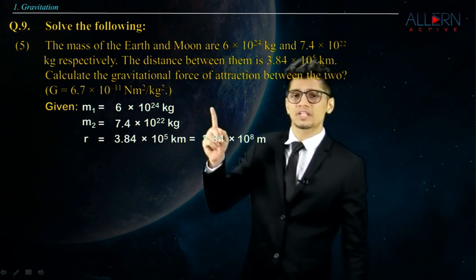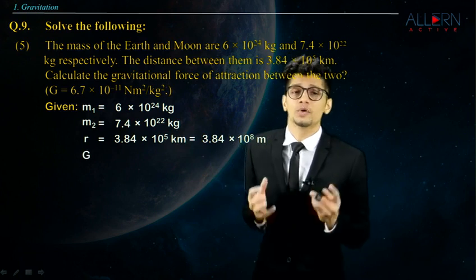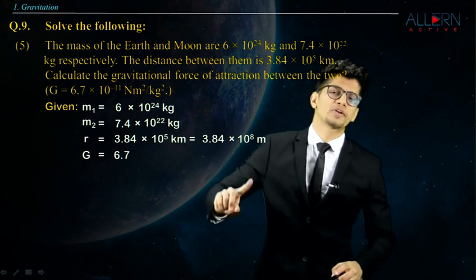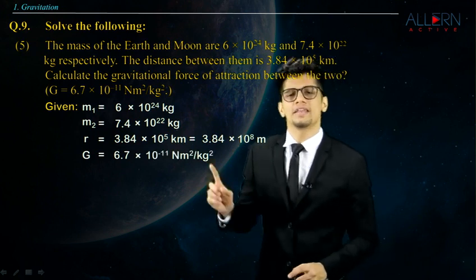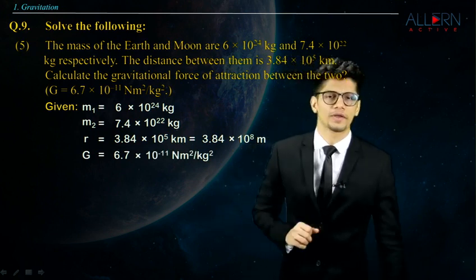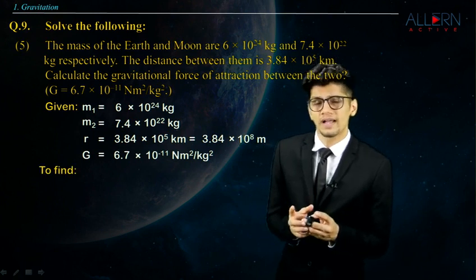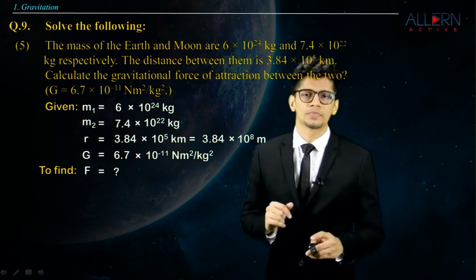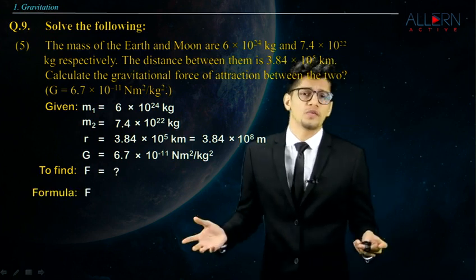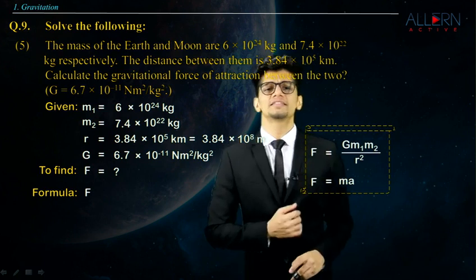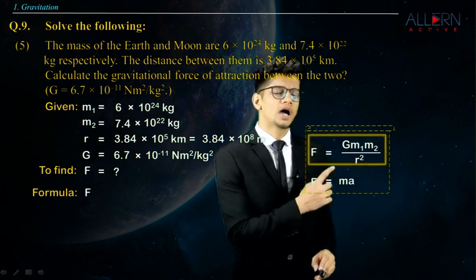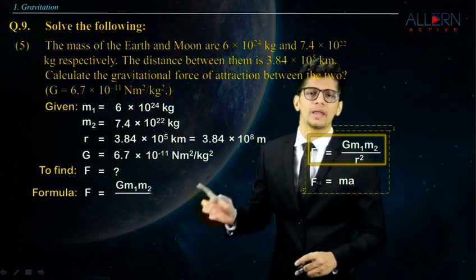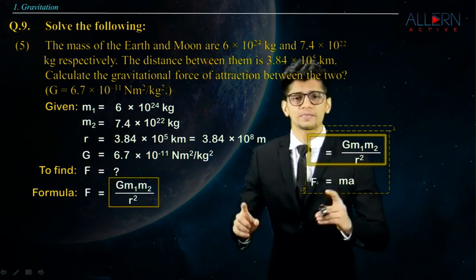And also in the question we have the value of capital G, which we normally take 6.67. But here it's given 6.7, so we take 6.7 into 10 raised to minus 11 Newton meter square per kg square. Now we have to find the value of force, that is capital F. So F is equal to question mark. Which formula are we supposed to use? Obviously we know the answer, that is F is equal to capital G m1 m2 upon r square. So we write the formula, F is equal to capital G m1 m2 upon r square. Then we substitute the values.